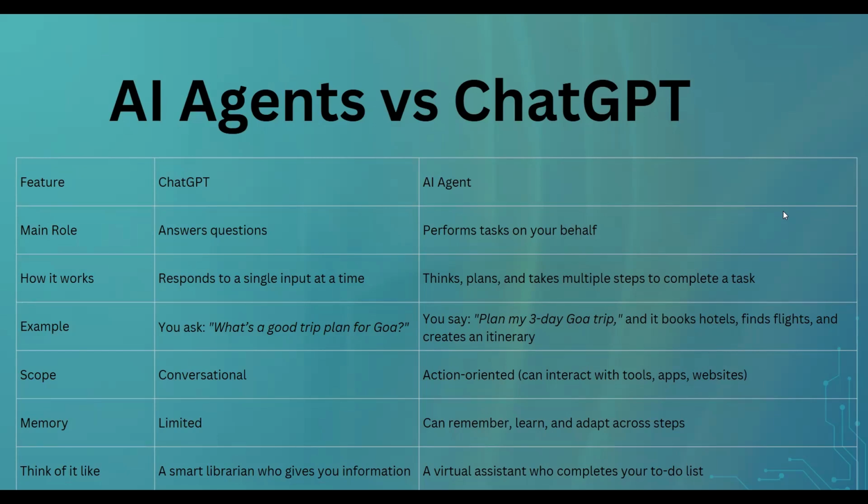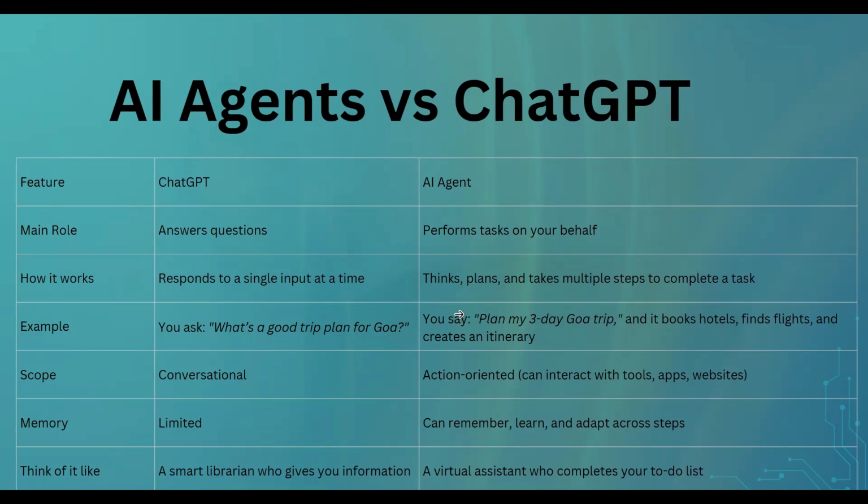As I said, if I'm asking what a good trip plan for Goa is, it's not just a suggestion. It can book hotels, find flights, create an itinerary, and take the action. That's one basic difference. The second thing is autonomy. It can make everything autonomous. And also, one basic difference is that you can ask anything to ChatGPT, it's very generic. But the AI agent is very specific.